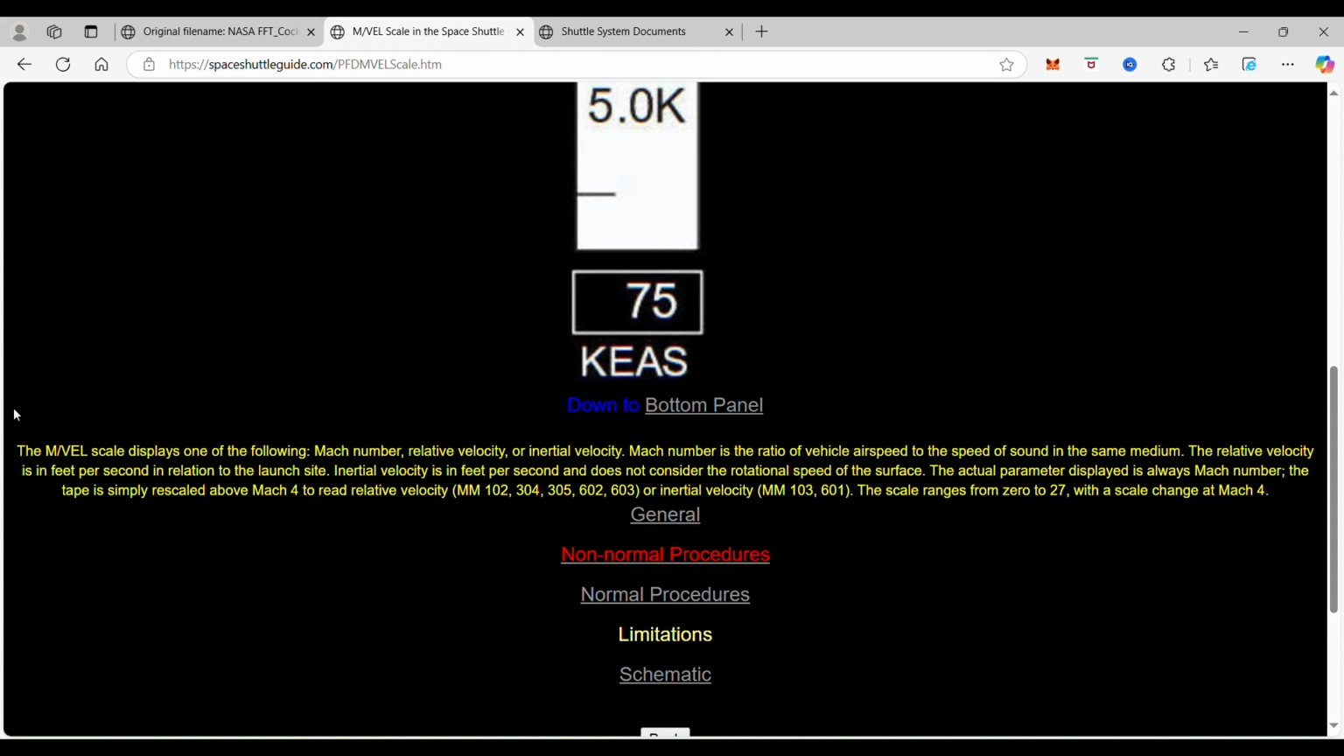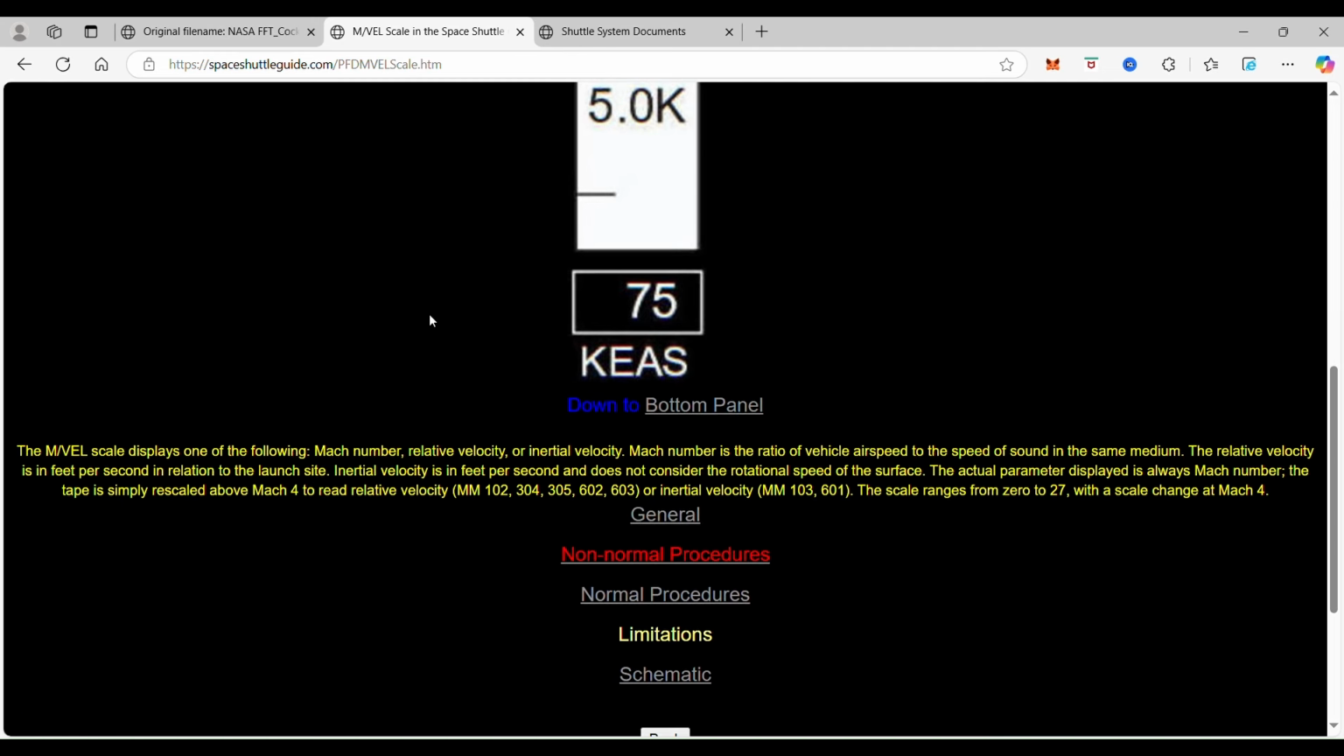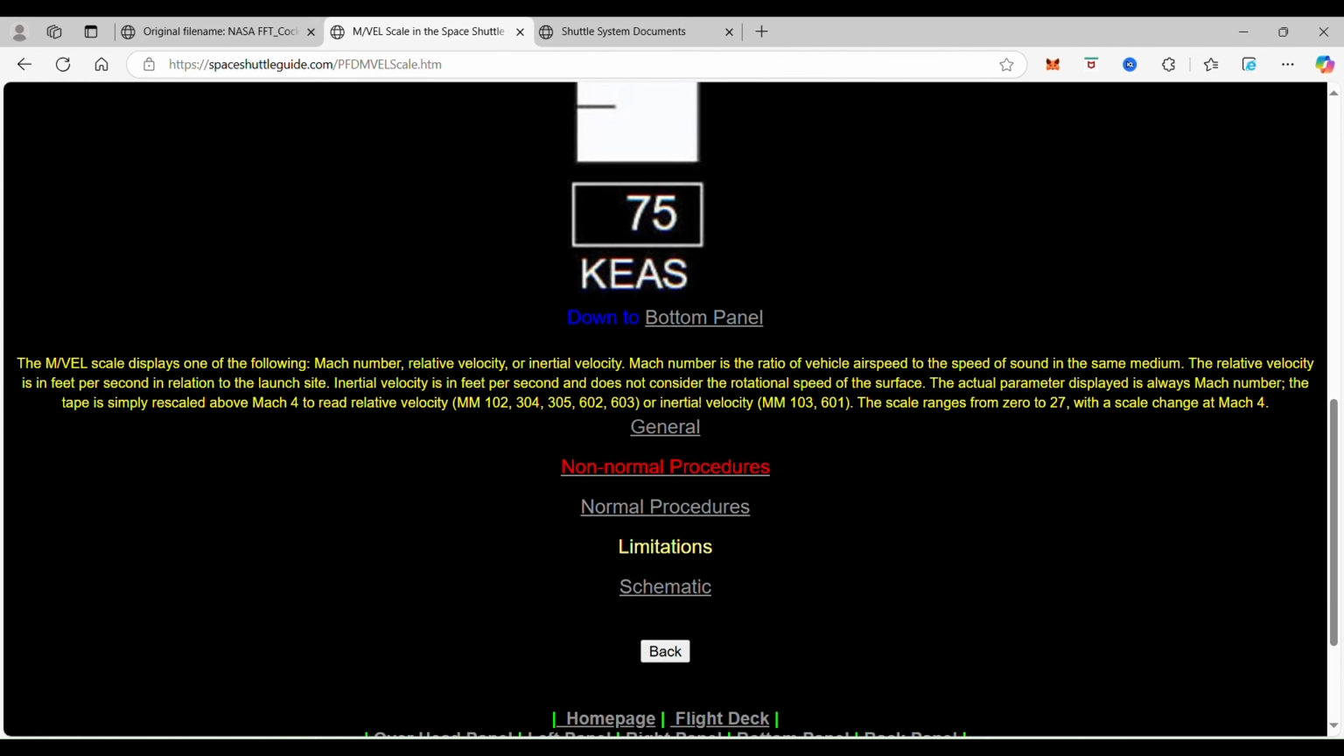Now, what the Mach velocity scale does is it displays one of the following: the Mach number, which is what the M is for, the relative velocity, or the inertial velocity. Mach number is the ratio of the vehicle airspeed to the speed of sound in the same medium. And here the medium is air, which is why it's an airspeed. And then it's also the relative velocity in feet per second in relation to the launch site. Okay, so that's the relative velocity.